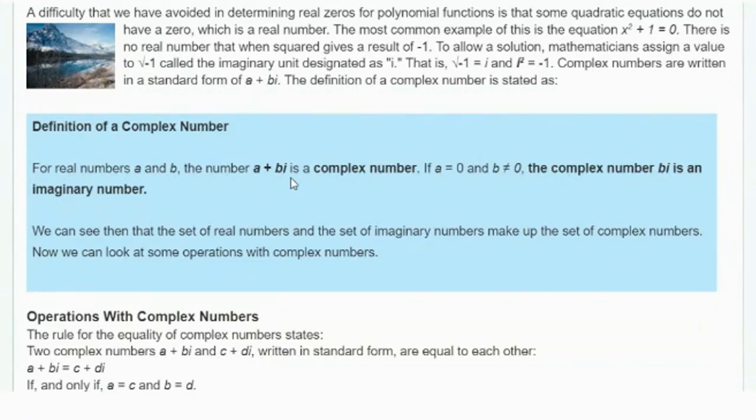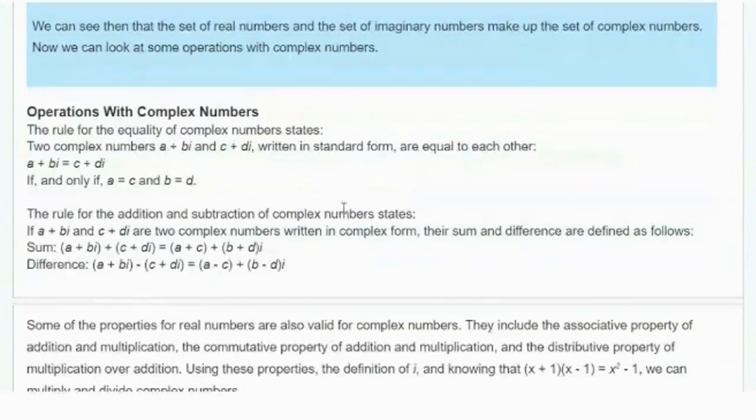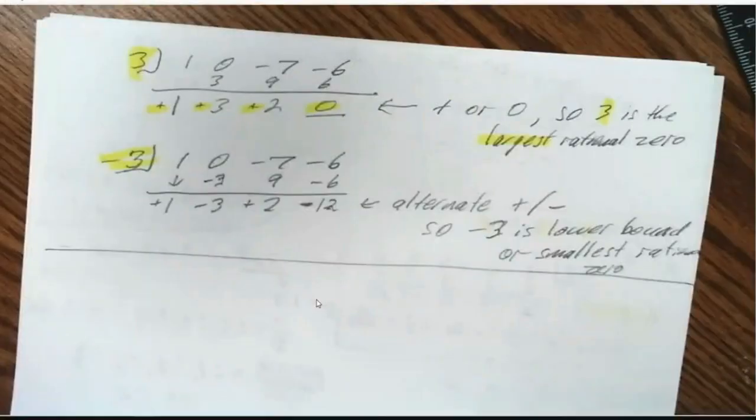It says for the real numbers a and b, the number a plus bi is a complex number. If a is not equal to 0, or if a equals 0 and b is not, bi is an imaginary number. So we don't have to have the a part, right? Like 3i is an imaginary number, or 1 plus 3i, both are imaginary numbers. As long as there's an i component, it's an imaginary number, a complex number. And we can do operations with those.